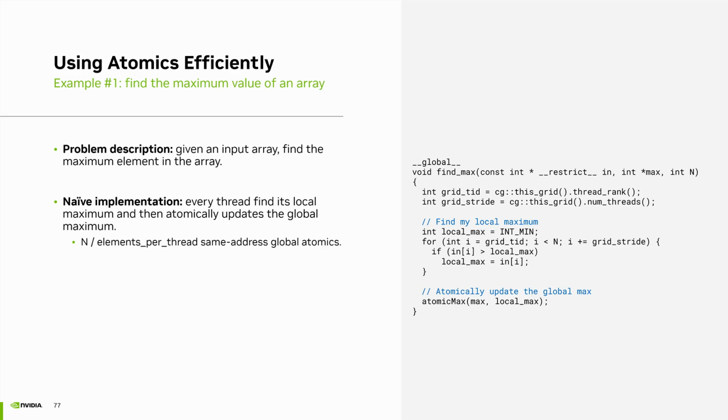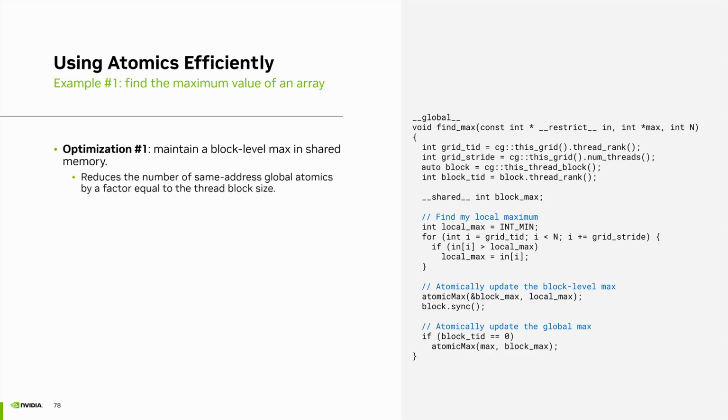So let's look at an example, okay? where we start with a naive implementation that uses atomics and try to improve it. So here, we basically just want to compute the maximum value of an array, okay? In our initial implementation, what does it do? It uses a grid stride loop and first computes a local maximum, right? And then each thread does a global atomic, right, to update the global maximum, okay?